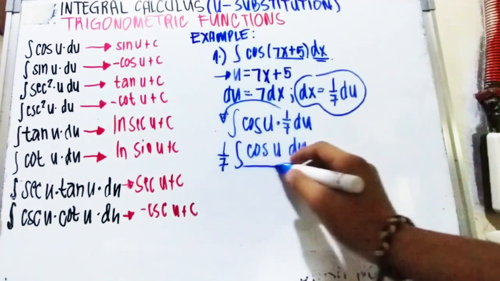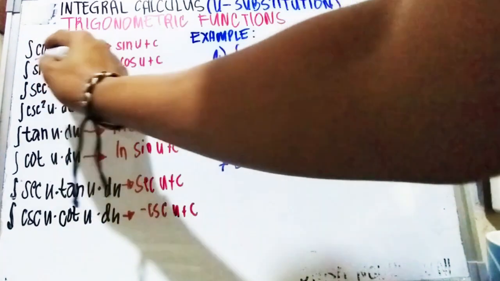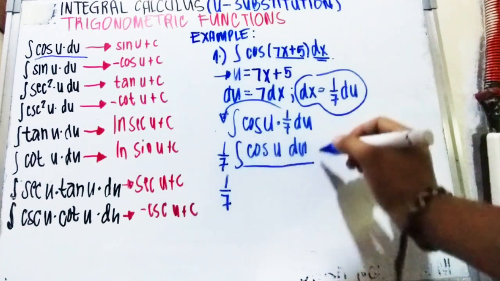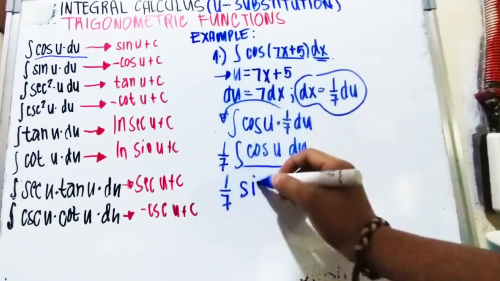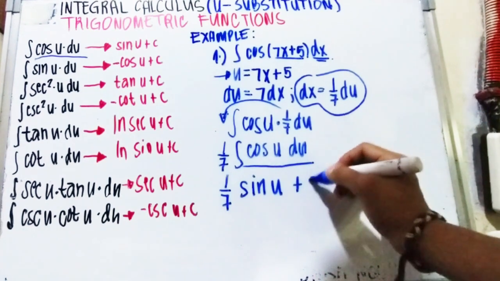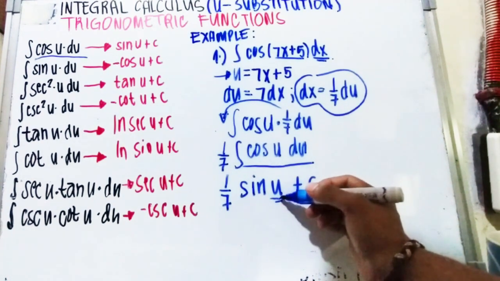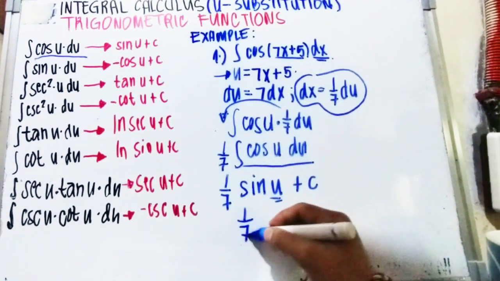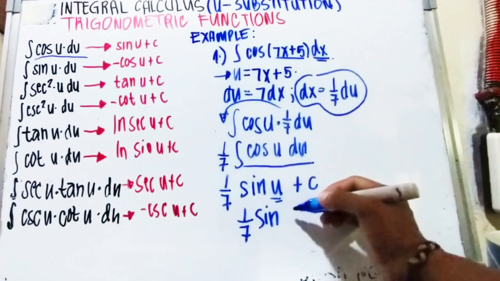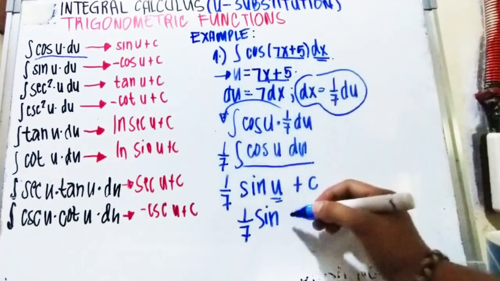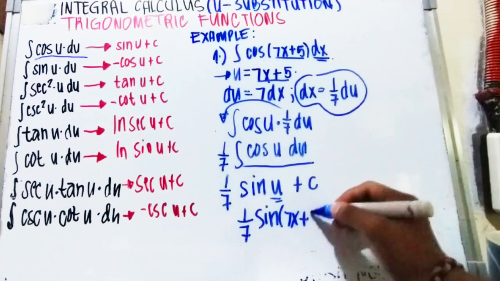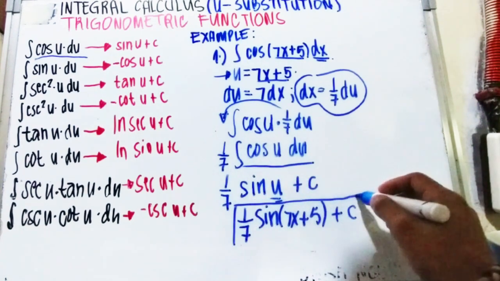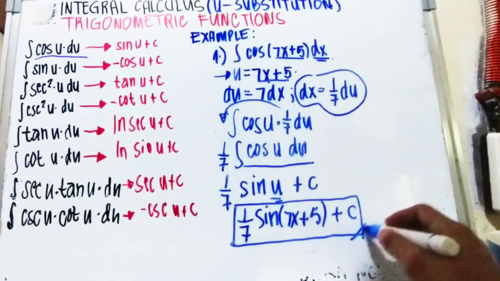Notice that this integral is the same as this one. Therefore, pwede nating sabihin na the integral of cos u du is sin u plus c. Pero, meron tayong value ng u, which is yung nilet natin nung una. Therefore, 1 over 7 sin, ano yung u nga? 7x plus 5. 7x plus 5 plus c. Ito na yung sagot sa example natin.